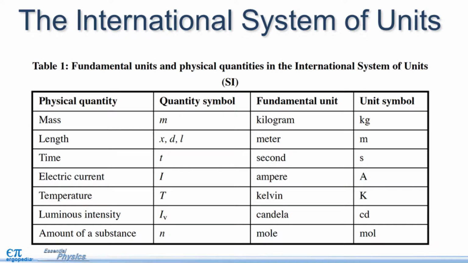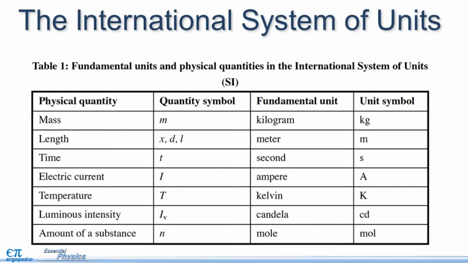Here we can see Table 1 from the textbook. It lists the physical quantity, quantity symbol, the fundamental unit, and the unit symbol for your International System of Units. Mass has the quantity symbol of M, the fundamental unit of kilogram, and a unit symbol of kg. Length can be written as X, D, L. I've also seen it written as Y and Z, and also S in calculus-based textbooks. The fundamental unit for length is meter. The unit symbol for meter is m.